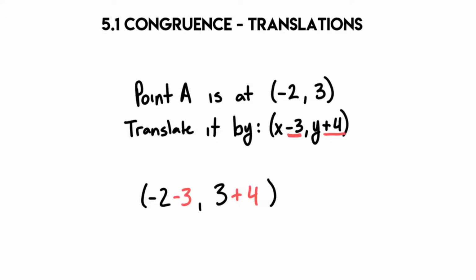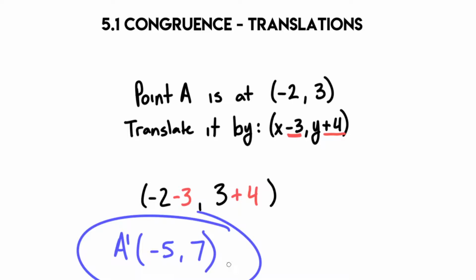So A prime is going to be at point -2 - 3. That's going to be -5. 3 + 4 gives me +7. That's my answer. After I've translated this shape, A prime is going to be at (-5, 7).